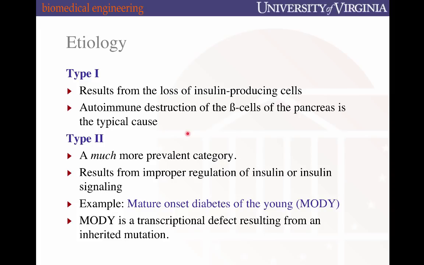And the type of diabetes that Dr. James is going to focus on next lecture is a special type called mature onset diabetes of the young, or MODY. And this is sometimes referred to as type 1.5 diabetes. And this results from a defect in transcriptional regulation.